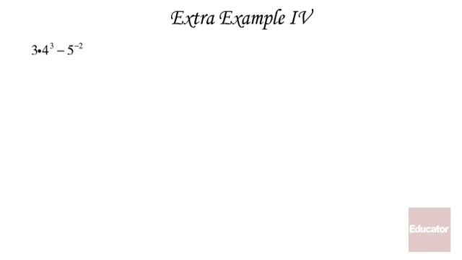Now we're going to try some negative exponents with an order of operations. 3 times 4 to the third minus 5 to the negative second. Remember that in order of operations, it goes parentheses, then exponents, multiplication, division, then addition and subtraction. So I'm going to work with my exponents first. 4 to the third. That is 4 times 4 times 4. 4 times 4 is 16, and 16 times 4 is 64.